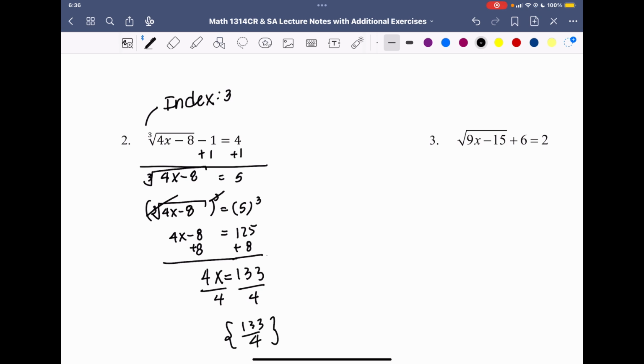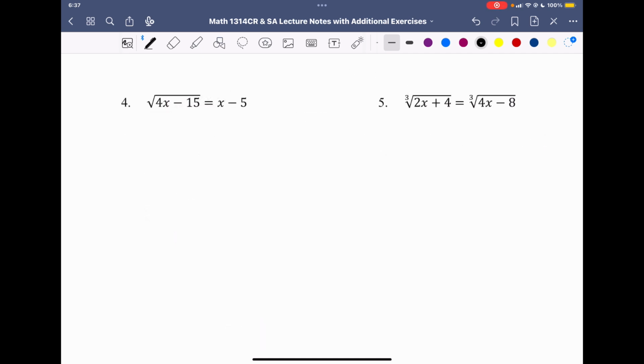And then you want to check your solution. And what I mean by check solution, you want to make sure that the left equals the right. So it's 4 times 133 over 4 minus 8, minus 1 equals 4. We put that in the calculator. 4 equals 4. So this is the solution. And you're going to check your solution for x equals 133 over 4.